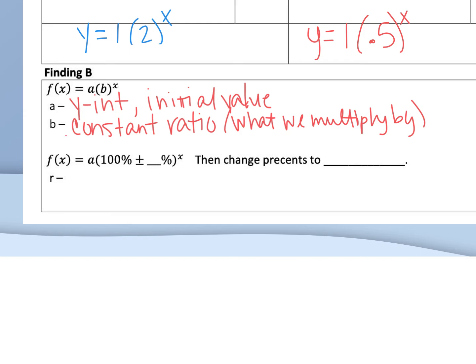Things I want you to know, if the B is bigger than 1, we will have a growth. So like on our example right above in blue, the B was 2 and our graph was going up. If our B is less than 1, like on the red one, the 0.5, then it's going to be a decay. It's going to be going down, okay? Those are going to be important things for you to pay attention to so you can match graphs and things like that.